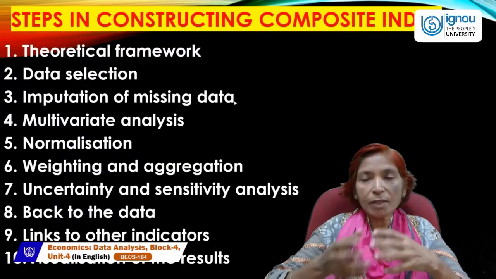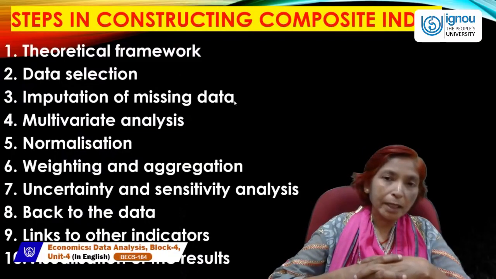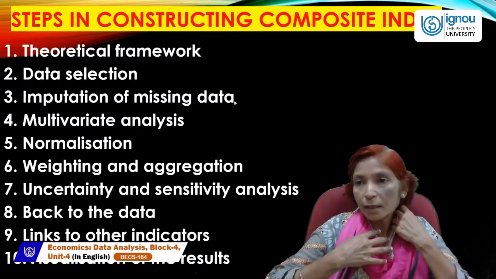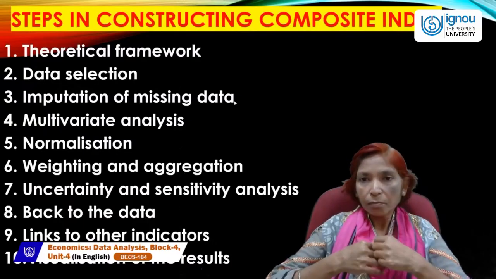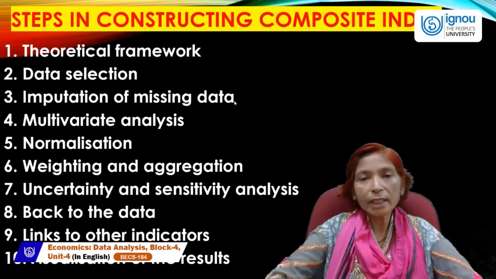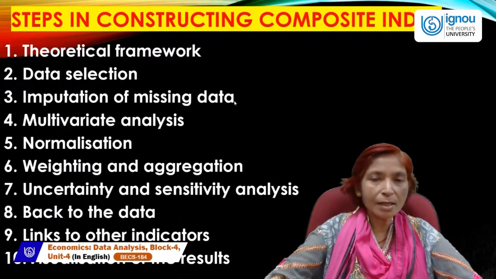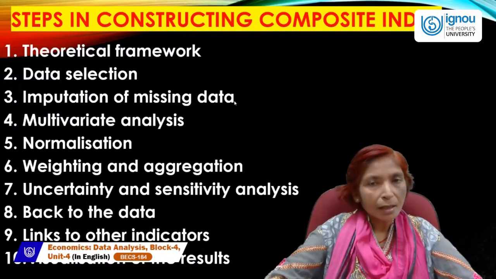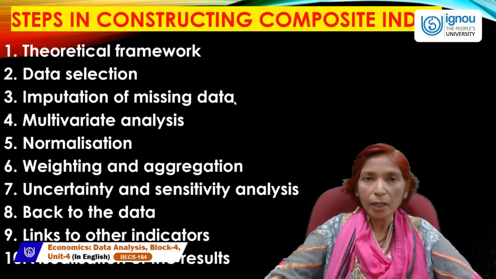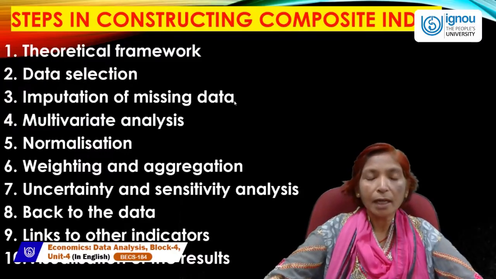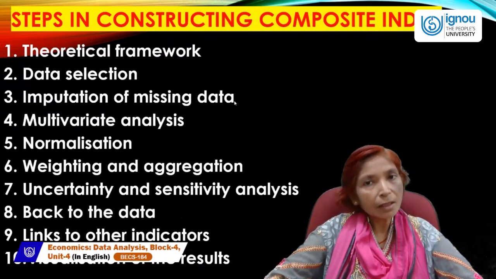We can make the Human Development Index with the help of this composite index, and the Gender Index we can also make with the help of this composite index. The last point is visualization of the result. Then we can visualize the result or interpretation, or what result has come after analyzing, after studying, after doing this whole process. That is called visualization of the result.